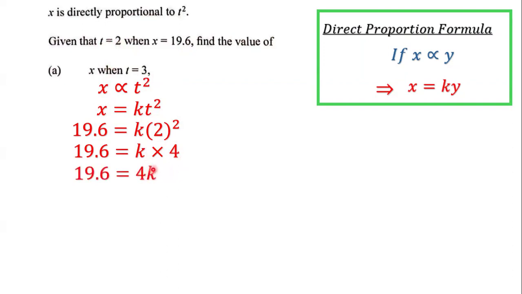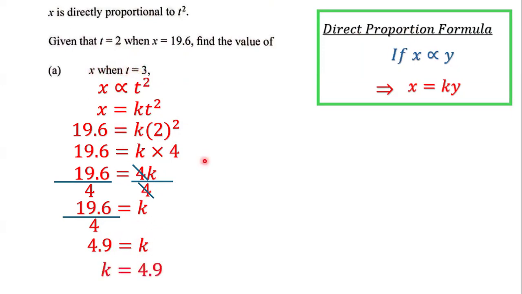Now our goal is to figure out what k is, and so we divide both sides of this equation by 4. We cancel this with that, and so we are left with k is equal to 19.6 divided by 4. And 19.6 divided by 4 is 4.9. So k is equal to 4.9. Now since we know what k is, we need to figure out the value of x when t is equal to 3.